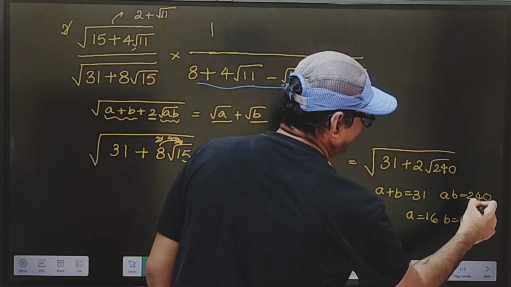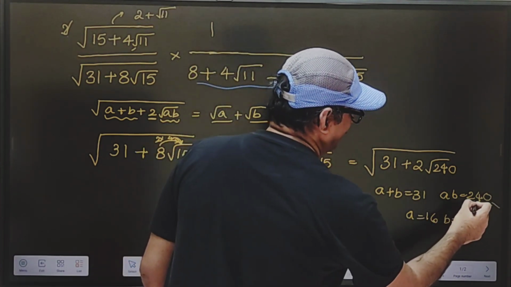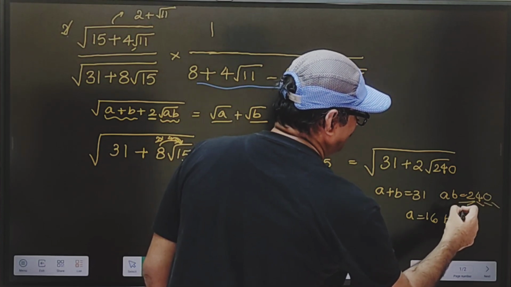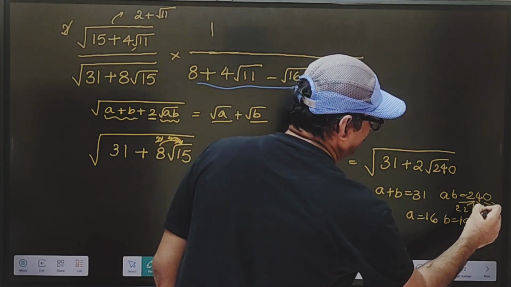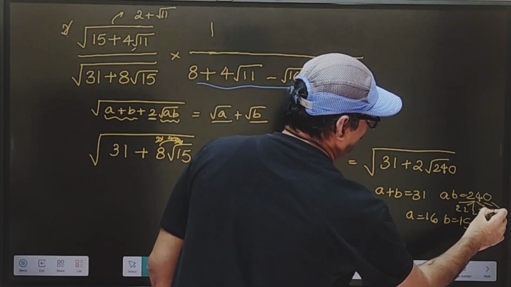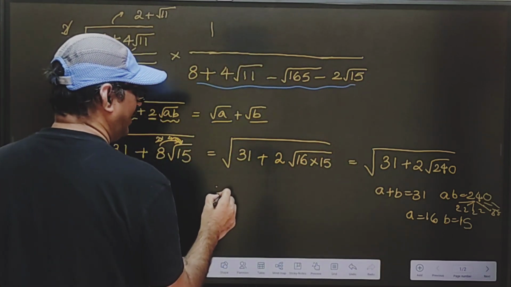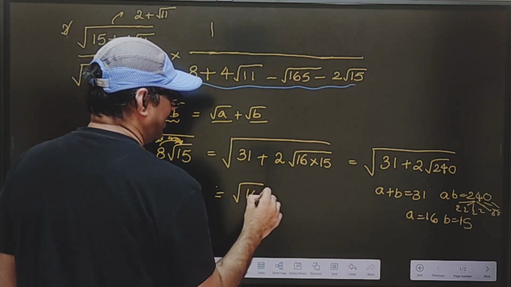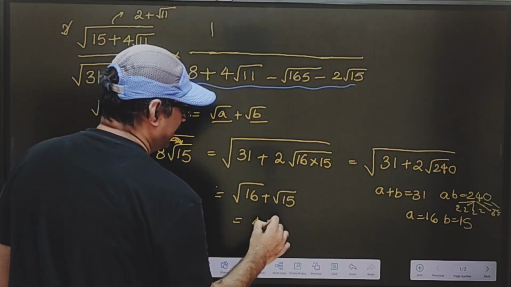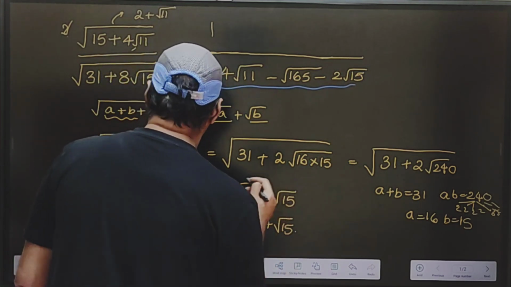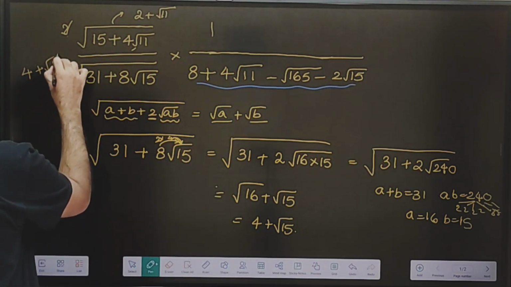What is the easiest way to get that? Write the prime factorization of 240 and then try to get them into groups. 2, 2, 2, 2, 3, 5. 2 power 4 into 15, 16 into 15. So that will become square root of 16 plus square root of 15, that is equal to 4 plus root 15. So this one we got, that is equal to 4 plus root 15.